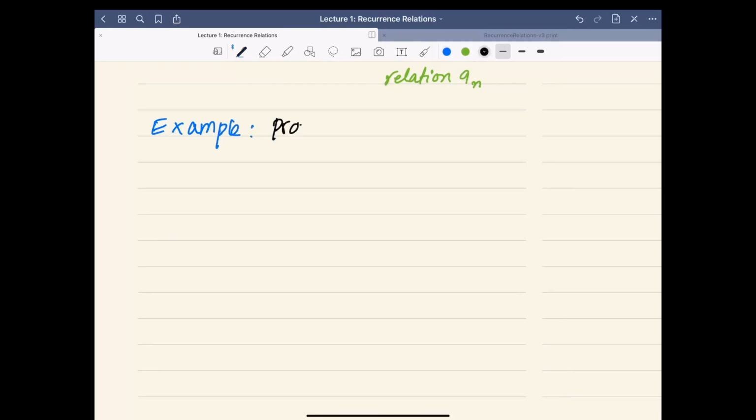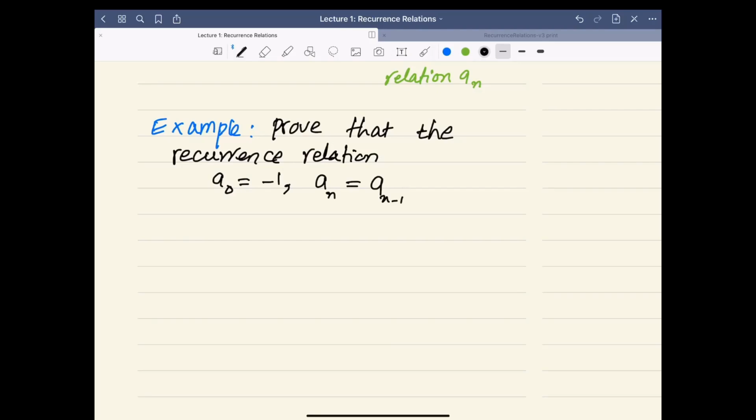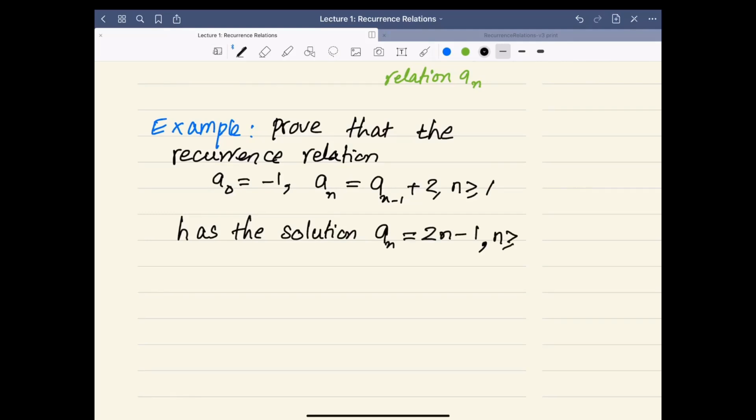Prove that the recurrence relation that we have just solved, A0 equal to -1, AN is equal to AN minus 1 plus 2, n greater than or equal to 1, has the solution AN equal to 2n minus 1, where n starts from 0. So the recurrence relation can be described in two forms, as a recurrence relation, as a sequence, and as a closed form equation.